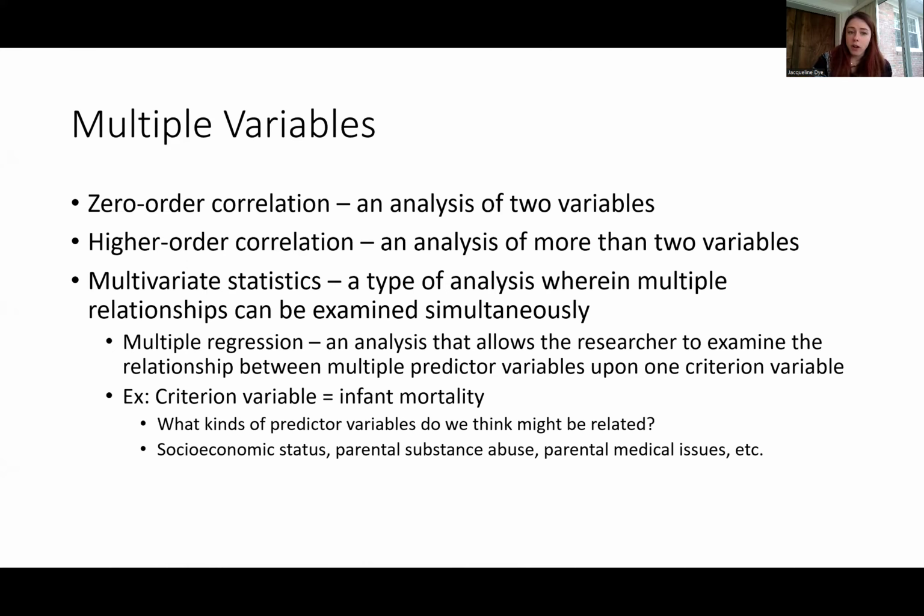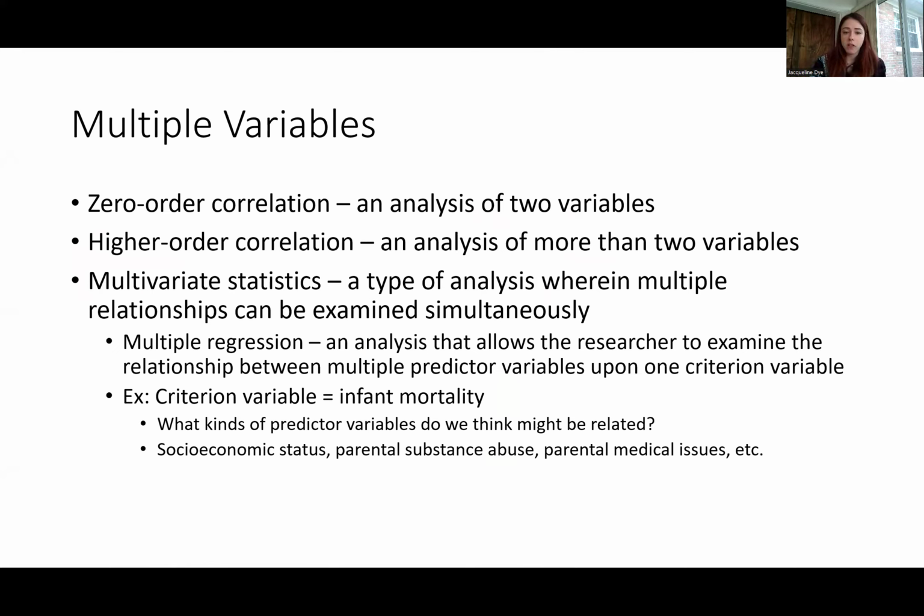And in multivariate, or using multivariate statistics, this is a type of analysis wherein multiple relationships can be examined simultaneously. So in multiple regression, a linear regression, this is an analysis that allows the researcher to examine the relationship between multiple predictor variables that they think might have an impact on that criterion variable.